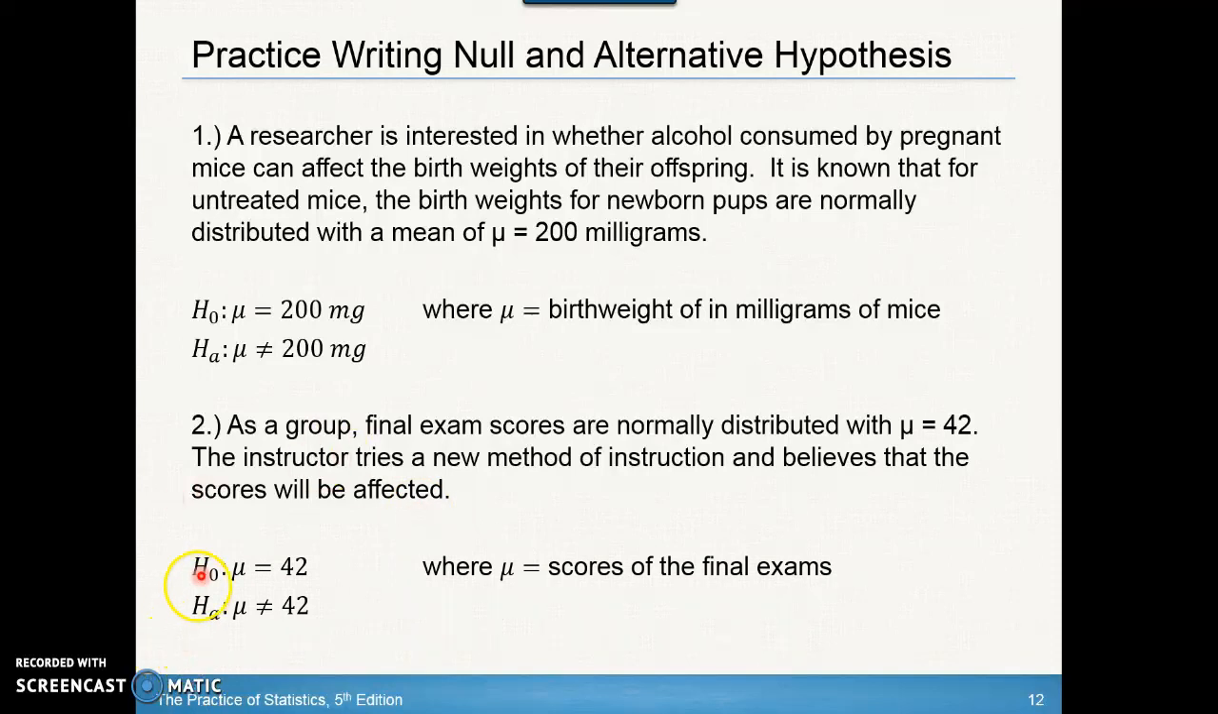So our null is always assuming that there is no difference, that the new method of instruction is not going to be any different, so therefore the mean holds true. That's the null. The alternative is going to be not equal to, because we don't know if the scores are going to be higher or if they're going to be lower. And then notice how the mu is defined.